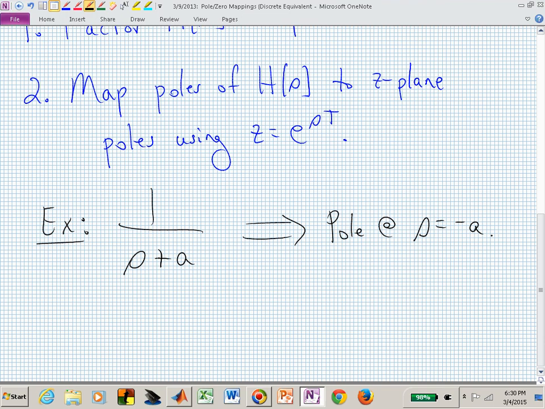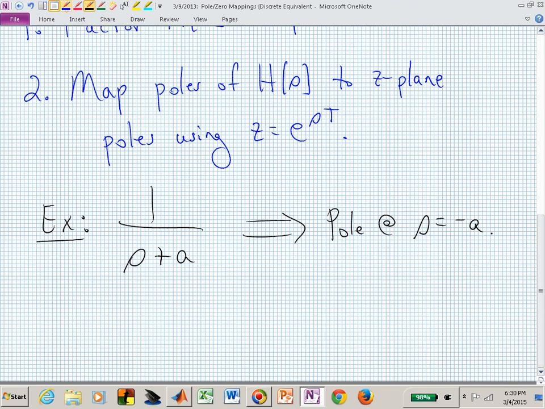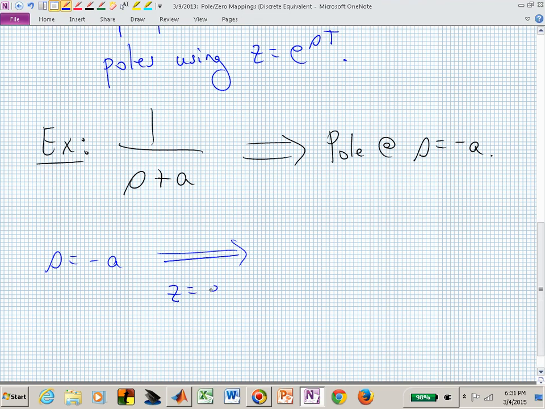We want to map the pole, and the pole is in the S-plane at minus A. We now know that we have S is equal to minus A. We map that through this relationship, Z is equal to E to the ST. We now know that the pole in the Z-plane needs to be at Z equal to E to the S, which is minus A times capital T. We will have had to determine what capital T is, and once we do, and if we're given A as a number, that E to the minus AT is just a number. And where is that located?